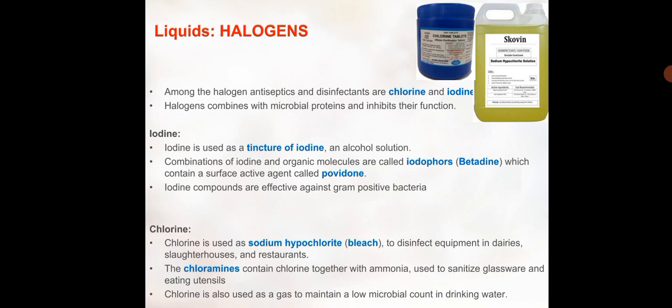Chlorine. Chlorine is used as sodium hypochlorite, also known as bleach. It is used to disinfect equipment in dairies, slaughterhouses, and restaurants. Chloramine contains chlorine together with ammonia and is used to sanitize glassware and eating utensils. Chlorine is also used as a gas to maintain a low microbial count in drinking water.